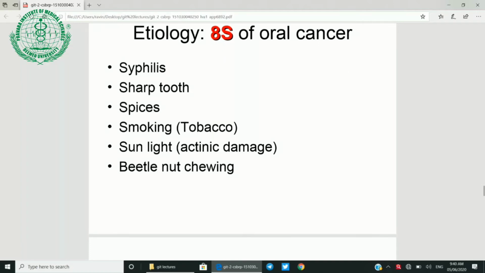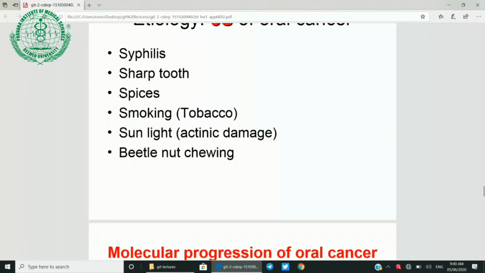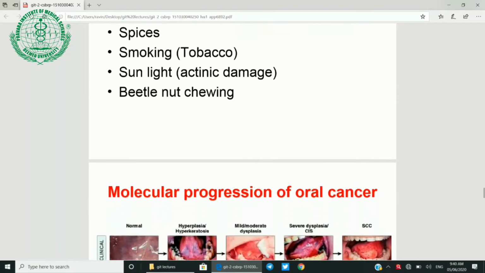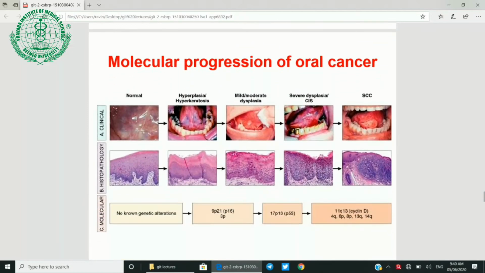They can also be remembered as the 8 S's. So for example, syphilis, sharp tooth, spices, smoking, tobacco, sunlight, actinic damage and betel nut chewing. So this is the etiology of squamous cell carcinoma we can remember.